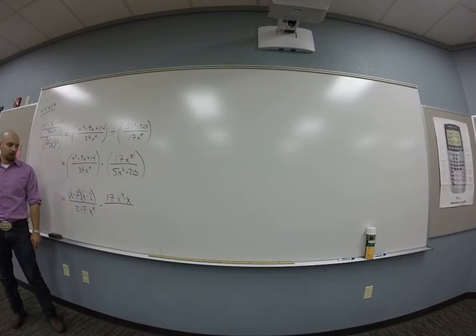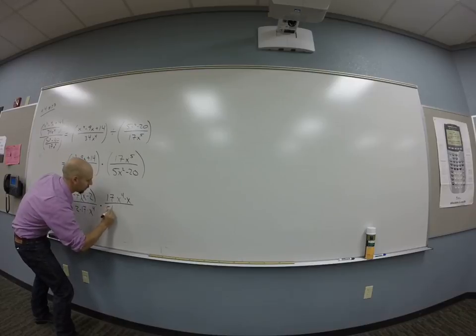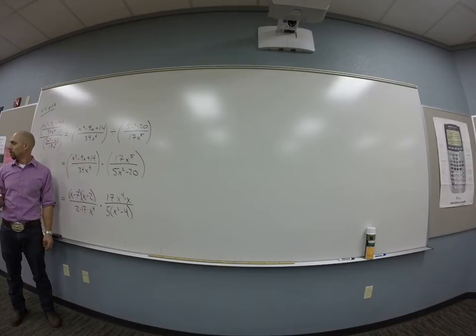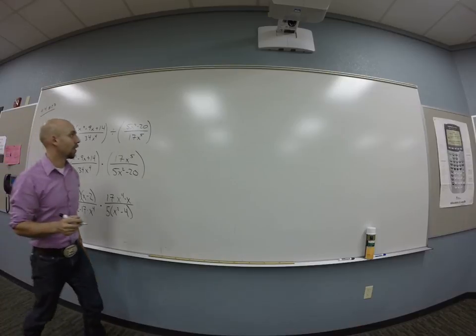What can I factor out of the bottom? 5. Factor a 5 out. What are you left with? X squared minus 4, right? X plus 5, x plus 2, x minus 2. Close.